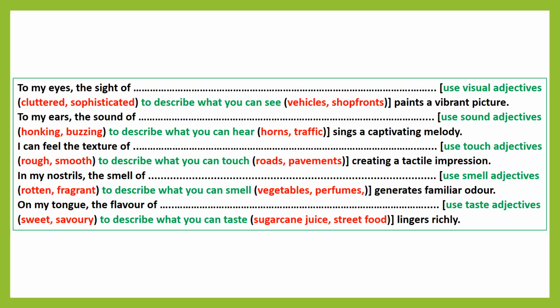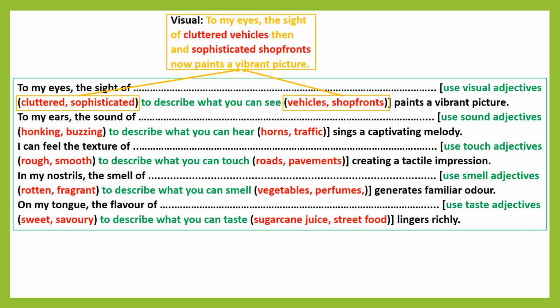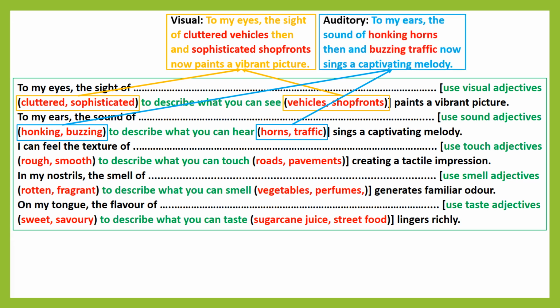Let's begin with body paragraph 1. Combine the visual adjective cluttered with the noun vehicles and sophisticated with the shop fronts to create visual imagery describing the street as it was in the past and as it is now. Combine the sound adjective honking with the noun horns and buzzing with the traffic to create auditory imagery describing the street. Combine the touch adjective rough with the noun roads and smooth with the pavements to create tactile imagery describing the street.